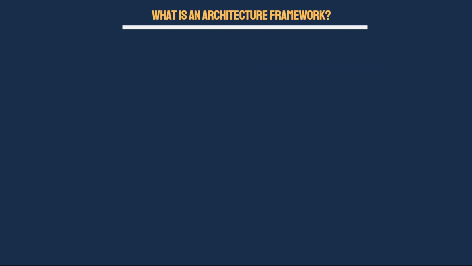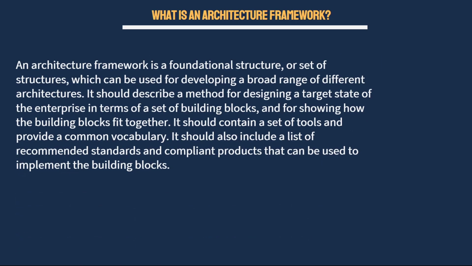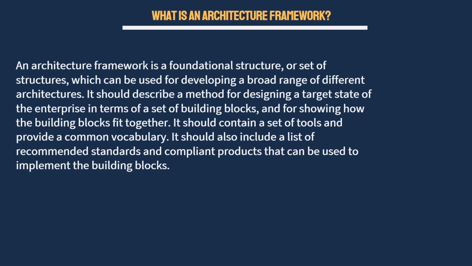What is an architecture framework? An architecture framework is a foundational structure, or set of structures, which can be used for developing a broad range of different architectures. It should describe a method for designing a target state of the enterprise in terms of a set of building blocks and for showing how the building blocks fit together. It should contain a set of tools and provide a common vocabulary. It should also include a list of recommended standards and compliant products that can be used to implement the building blocks.